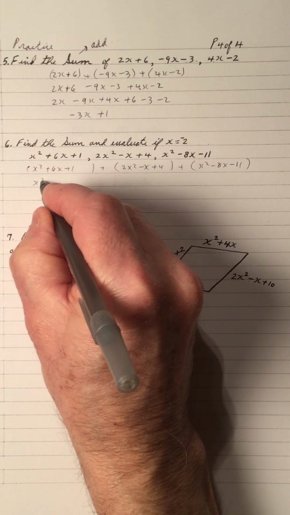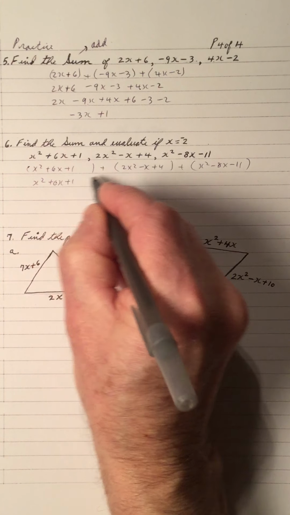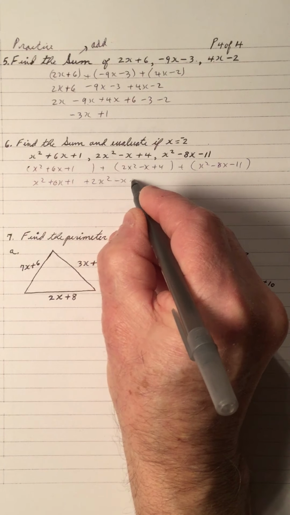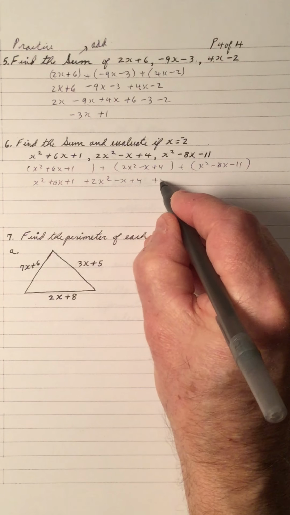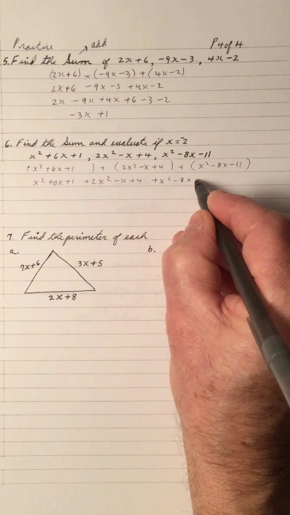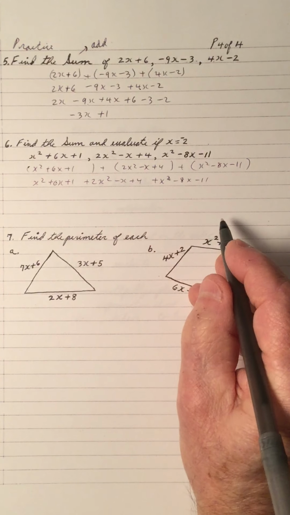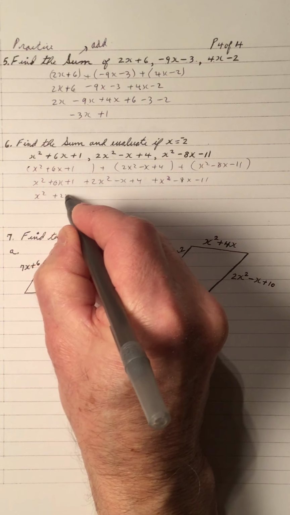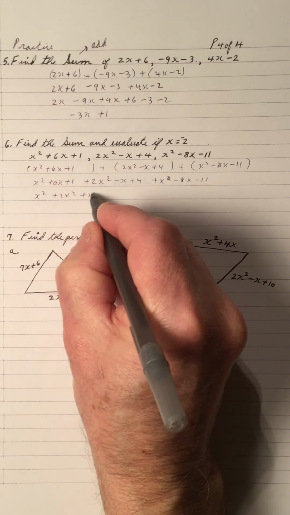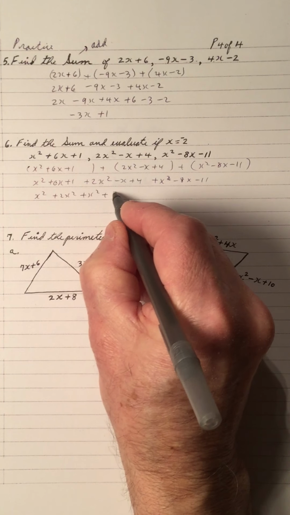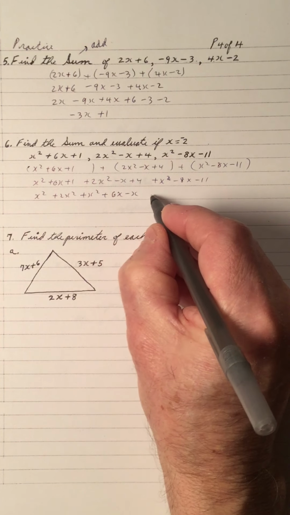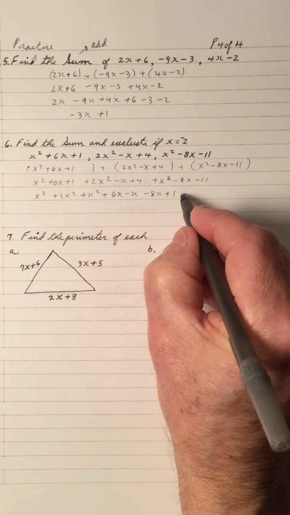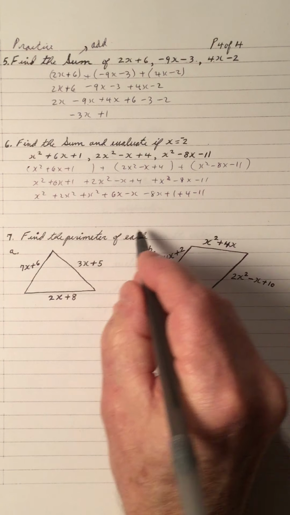Now I'm going to remove the brackets. When I remove the brackets, when you add, you don't change the signs. And you don't change the signs, x squared minus 8x minus 11. So now I'm going to group my like terms, which is x squared plus 2x squared and a plus x squared. Then I'm going to group x's, 6x minus x minus 8x. And then I have a plus 1, plus 4, minus 11.